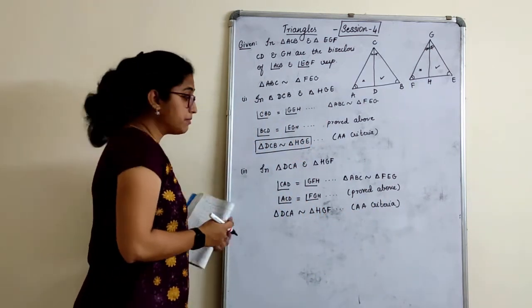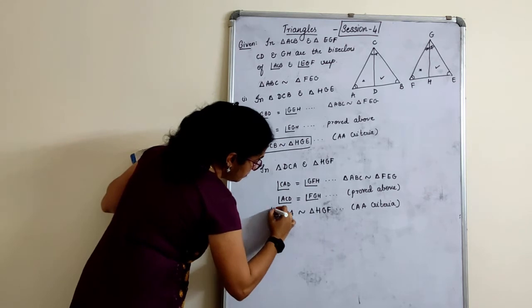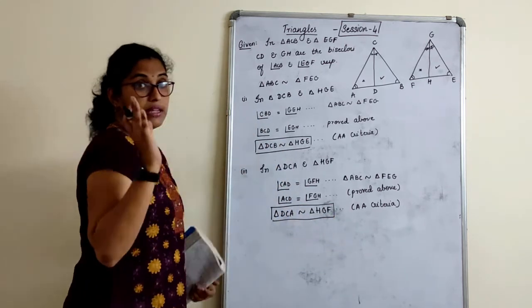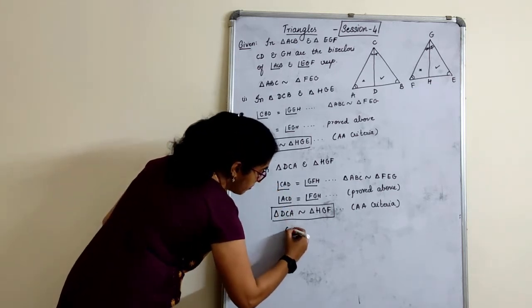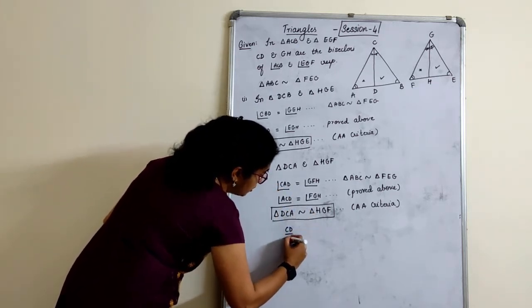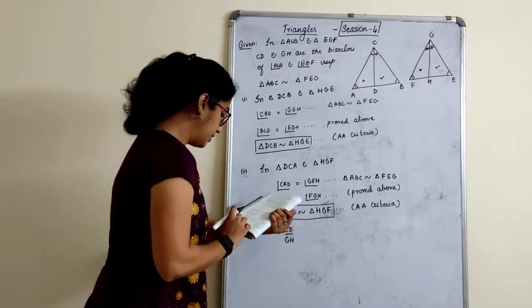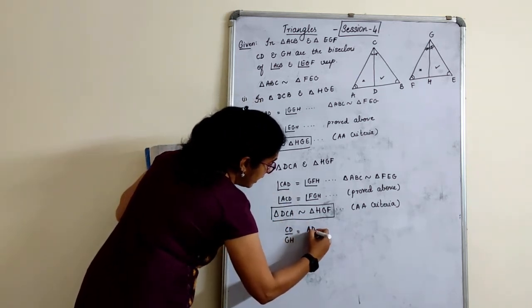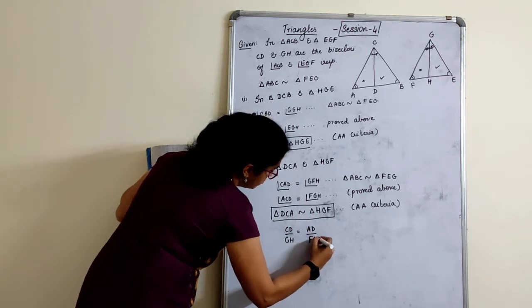So with respect to this, let me write the proportional sides. This part is proved, children. What we had to do: two triangle similarity is over. Now, CD upon GH, that is what is required here, is equal to AD upon FH. Not proved.